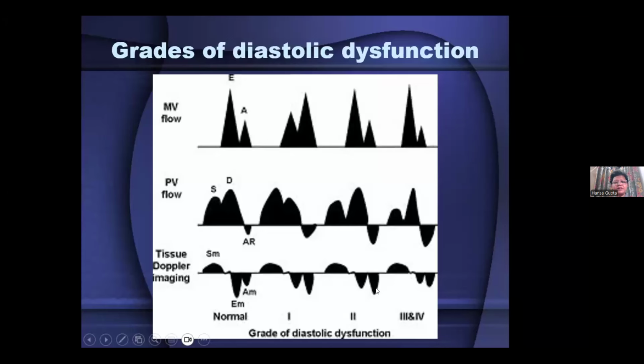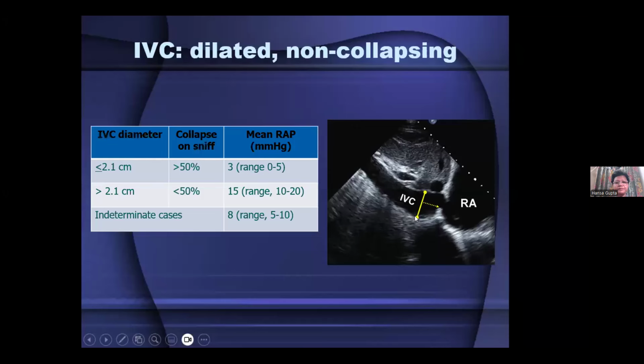Then on the tissue Doppler imaging, this is how you get the E prime and the A prime. See how they are reduced here. E prime is much reduced compared to A prime, and the overall velocities are also decreased as compared to the normal. So this is how you can assess with the help of the mitral inflow pattern, with the TDI of the mitral annulus, with the pulmonary vein flow interrogation.